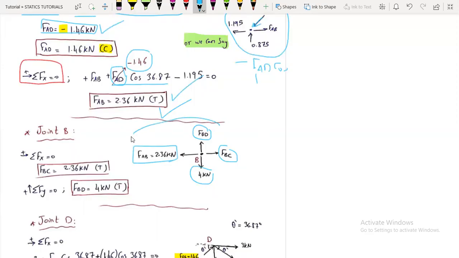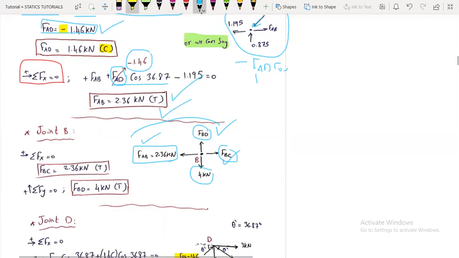Now it's clear that FBC will be FAB in tension. They have the value of 2.36, and FBD will be 4 kilonewtons, and it's a tension force to be equivalent at B. And the method of joints says that if the truss is in equilibrium, the joints will be in equilibrium also. Okay, so we can apply our equations of equilibrium regarding the forces, of course.